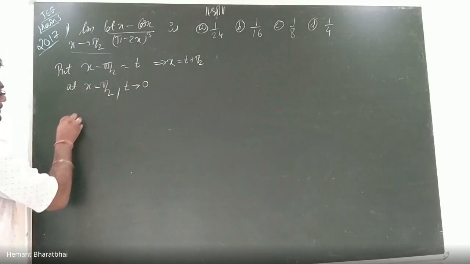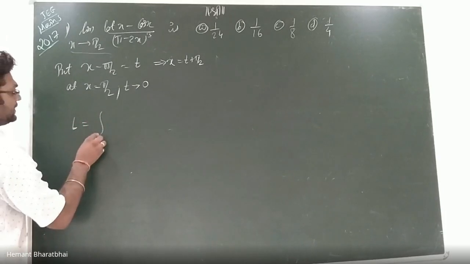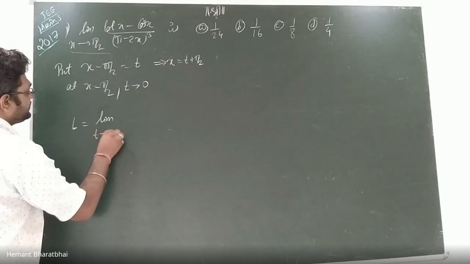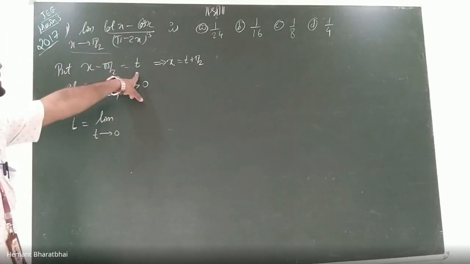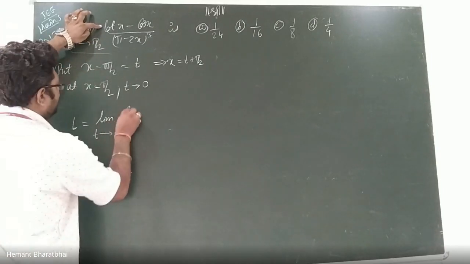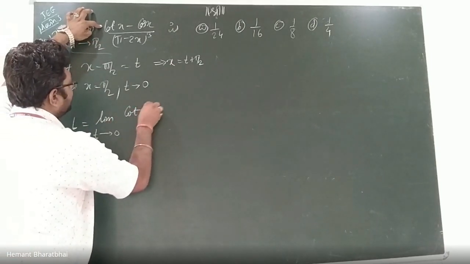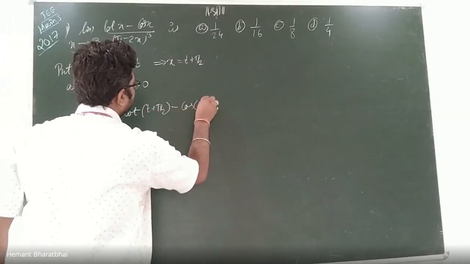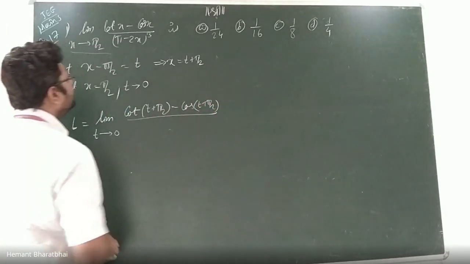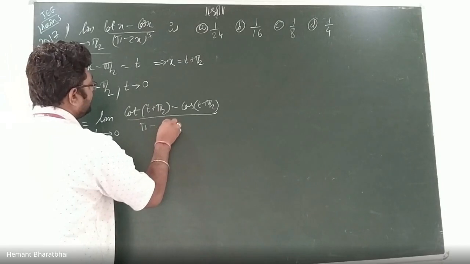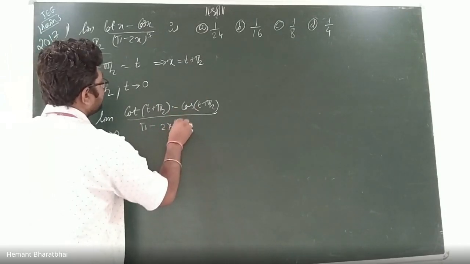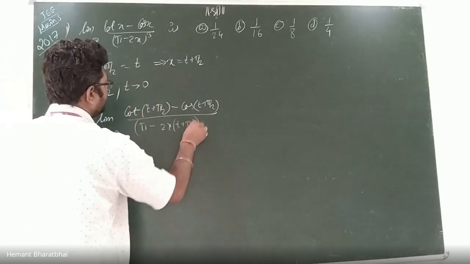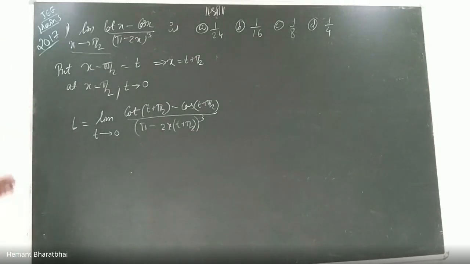So the given question gets converted as L is equal to, where L stands for the limit, t tends to 0. Instead of x, I am substituting t. So this cos of x becomes cos of (t plus pi by 2), minus cos of (pi by 2 plus t), upon pi minus 2 into x, where x is t plus pi by 2, the whole cube. Okay, so let's solve it.